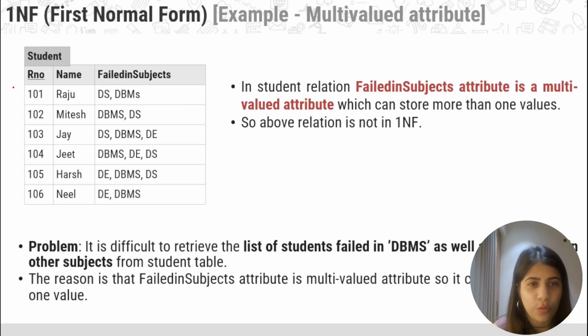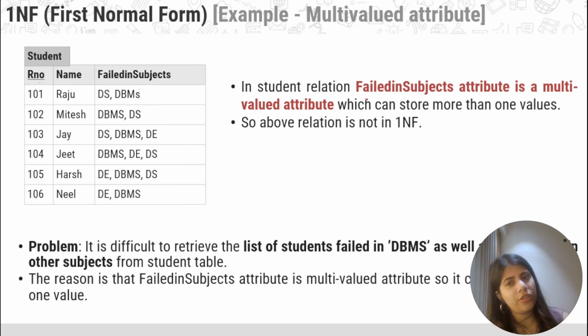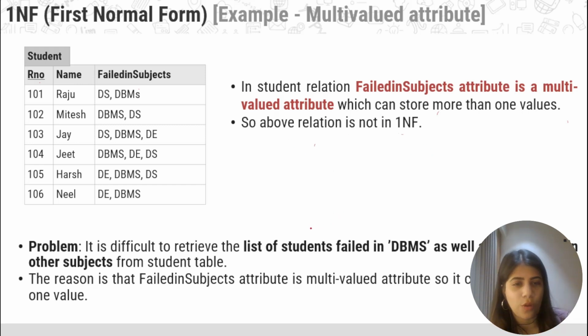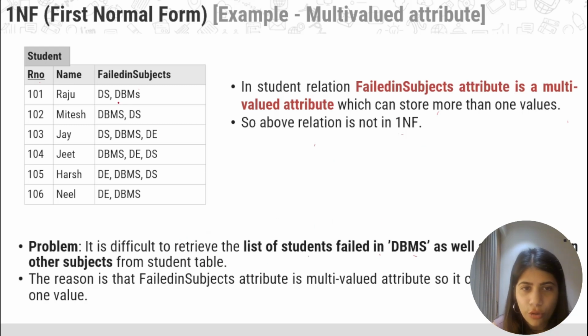Let's see another example over here. Student table with a roll number, name and field in subjects, all the subjects over here. So can you see what is not right in this? So in a student relation, the field in subjects attribute is a multi-valued attribute which can store more than one value. So the above relation is not in 1NF. Now we have to make it in 1NF. It is difficult to retrieve the list of students who failed in DBMS. If I want to find out which of the students failed in DBMS, it will be very difficult for me because now over here DBMS यहाँ है, इधर DBMS at the first place है, इधर at the second place है.